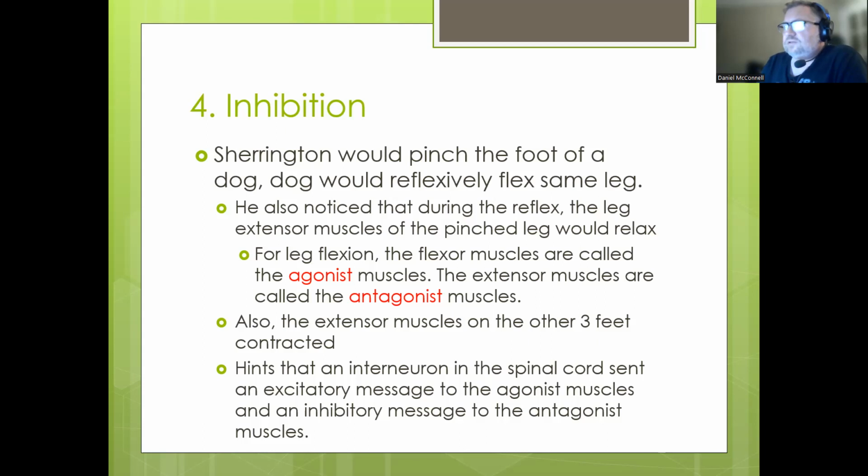So here, Sherrington was doing something else. He was applying a painful stimulus to a dog's leg, just pinching it, and nothing terrible here. But what the dog would do is flex that leg. In response to that painful stimulus, the dog is going to flex the leg to withdraw and move it away. But he's also monitoring the muscles in the dog's leg here. And one of the things that he notes is that to control movement at a joint, there are 2 different muscles that work in opposition to each other. We call these agonist and antagonist muscles.